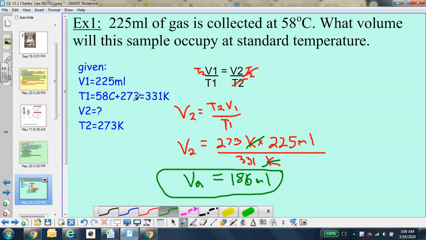So if you examine this, take a look. Our temperature dropped. We went from 331 down to 273. So we would expect that the volume would drop. And it did. It went from 225 milliliters down to 186 milliliters. So that makes sense. That's just kind of a quick little mental check.